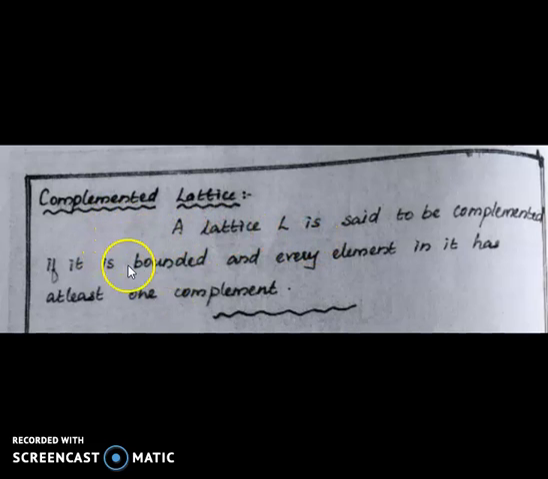First of all, it should be bounded, and then every element should have at least one complement. Just now we learned what is complement, right? Complement and bounded, everything we learned now. So if it satisfies bounded and complement for every element, then we say it is a complemented lattice.